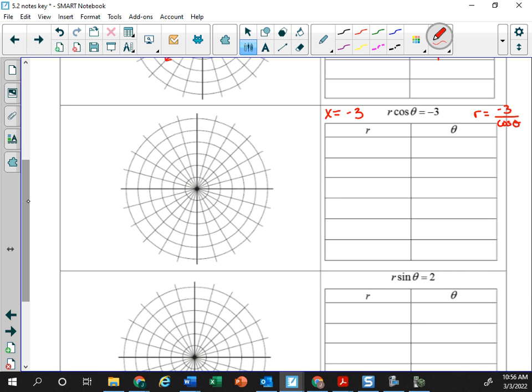What if theta is 0? What is the cosine of 0? Just anybody say it. 1, -3 over 1, we'd get -3. I could plug in pi over 6 or pi over 4, but with cosine, that's going to give me kind of ugly numbers, fractions and radicals that I don't really want to plot. So I'm going to go to pi over 3. What is the cosine of pi over 3?